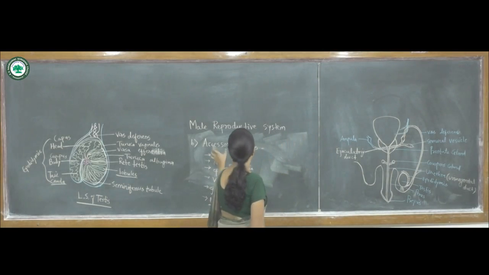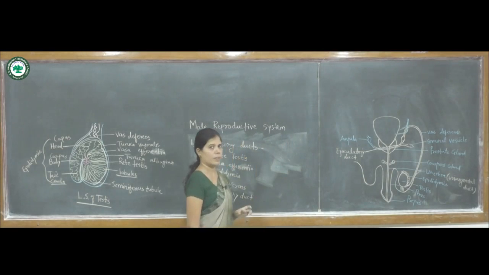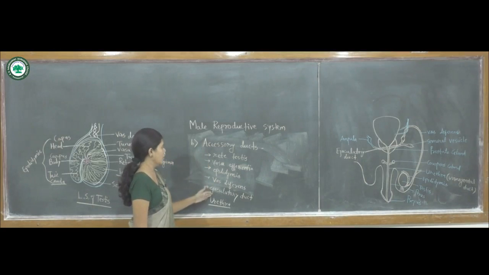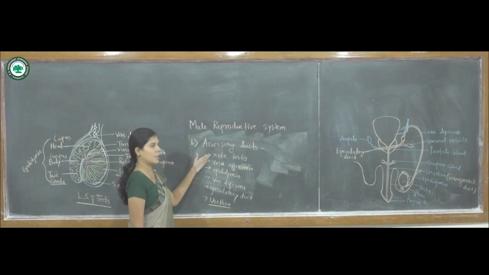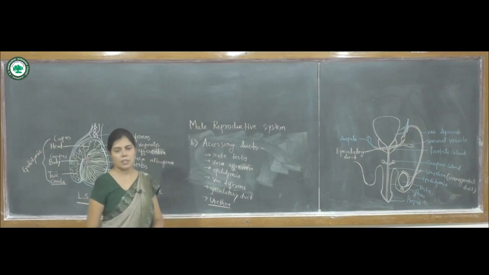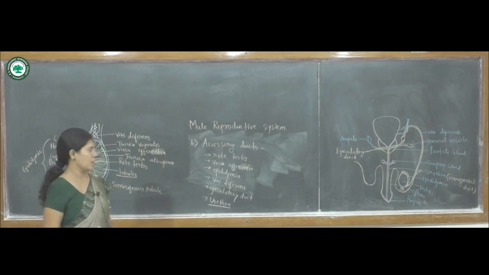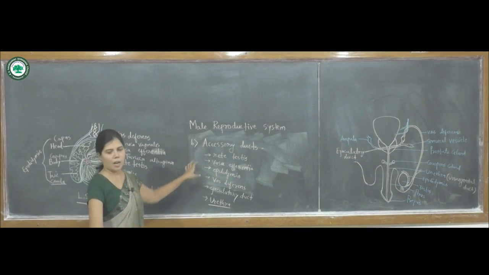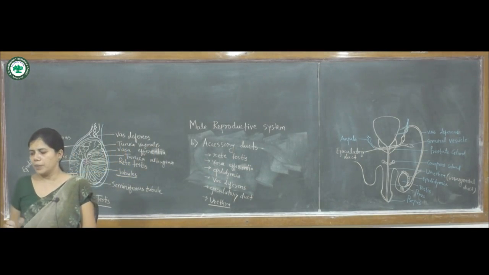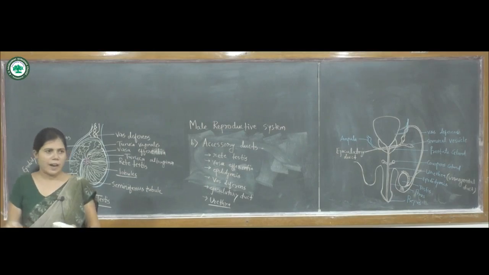Here the accessory duct topic is over. I repeat, these are in pairs: testis, vasa efferentia, epididymis, vas deferens, ejaculatory duct, and the urethra is single in number. Here the accessory ducts are over. Now we move on to the third topic, that is glands.